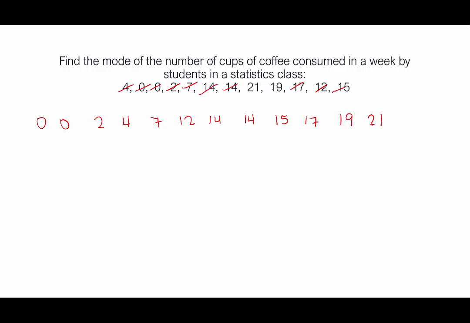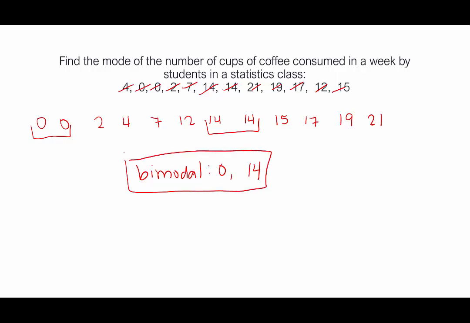Okay, so in this case, have you identified the mode or modes? Say it with me now. There are 2 modes. I see 0 appears twice, and I see 14 appears twice. So 0 and 14 have a frequency of 2, making this a bimodal data set. So we say bimodal, and the 2 modes in this data set are 0 and 14. And again, we don't go with the frequency, we go with the values in the data set, 0 and 14.